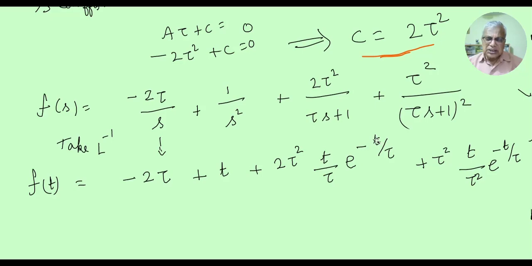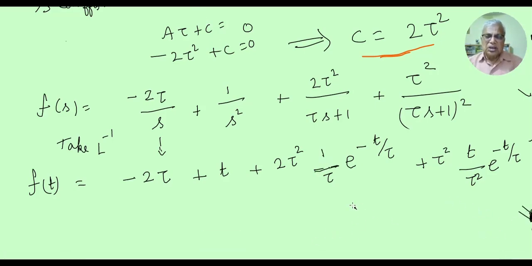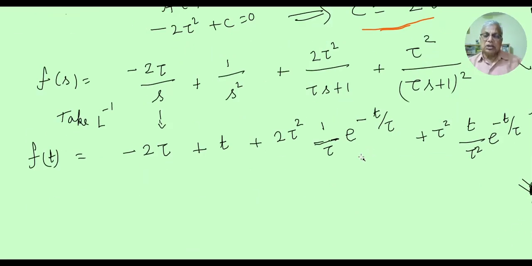So there's a correction here. This third term must be 1 by tau only. There's no t here. Okay, this is simply 1 by tau. The inverse of 1 by tau S plus 1 is 1 by tau into e power minus t by tau. So let me correct it. Yes. So the third term inverse is 2 by tau S plus 1, whose inverse is 1 by tau into e power minus t by tau. By mistake I wrote t here. This is only 1 by tau.